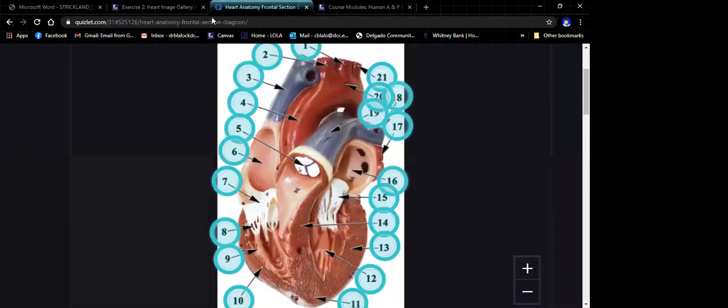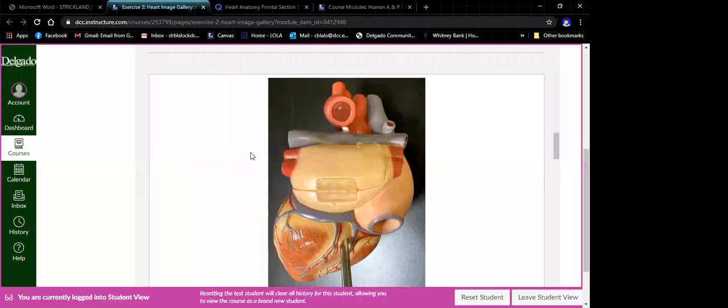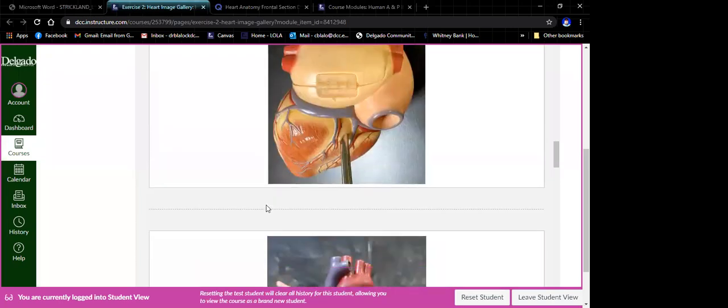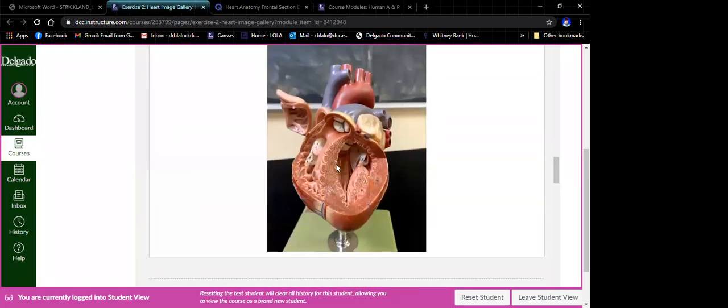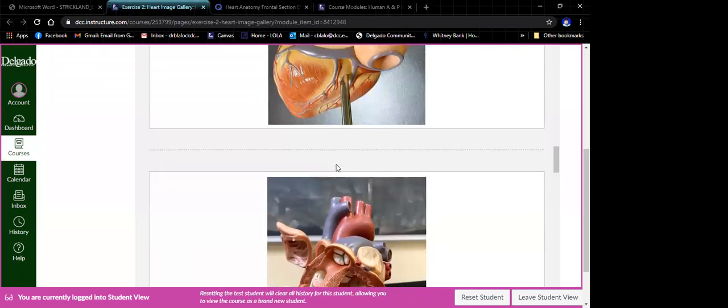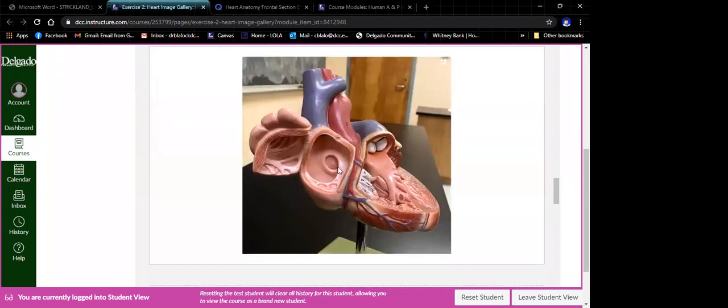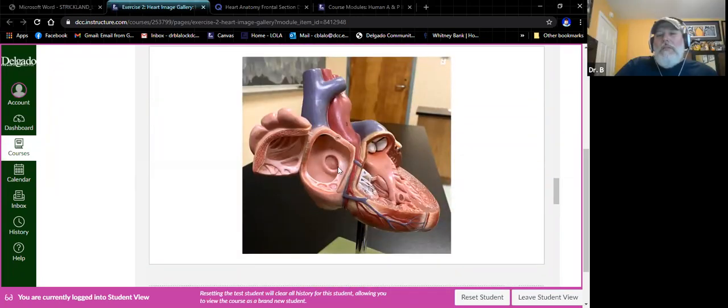I have a question. Yep. What view would you identify that view of the heart that we were just looking at? I was kind of struggling with that image. The one that we were just talking about with the hole. Yeah, this one. What view would you call that?